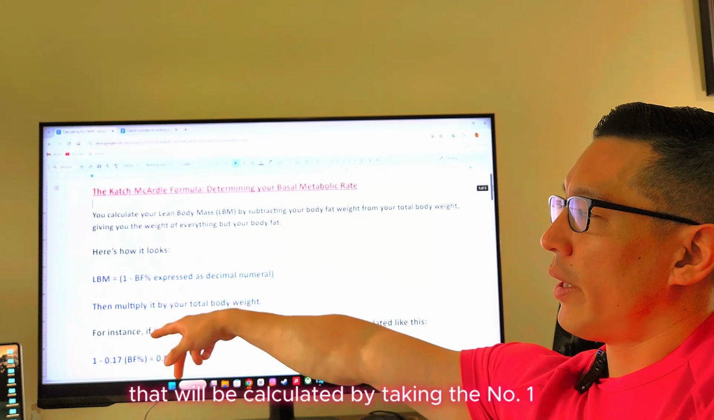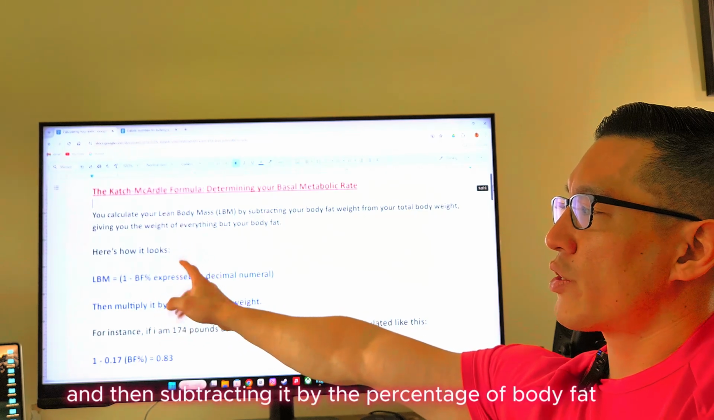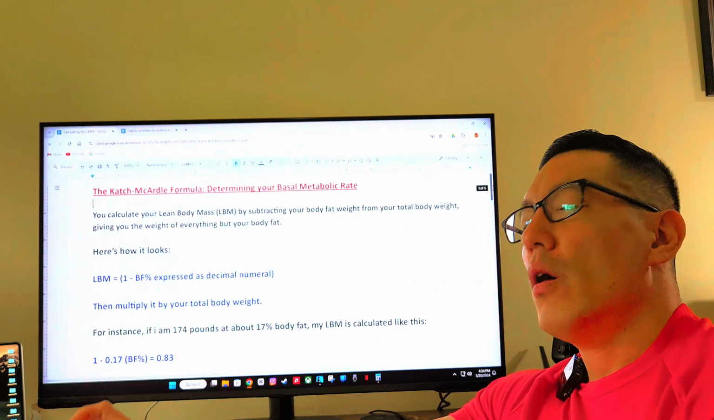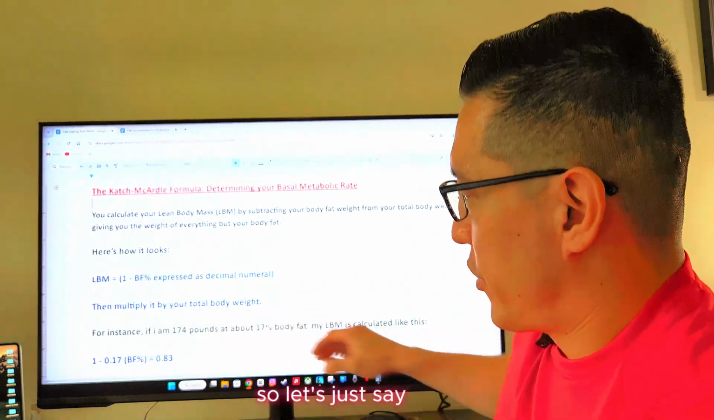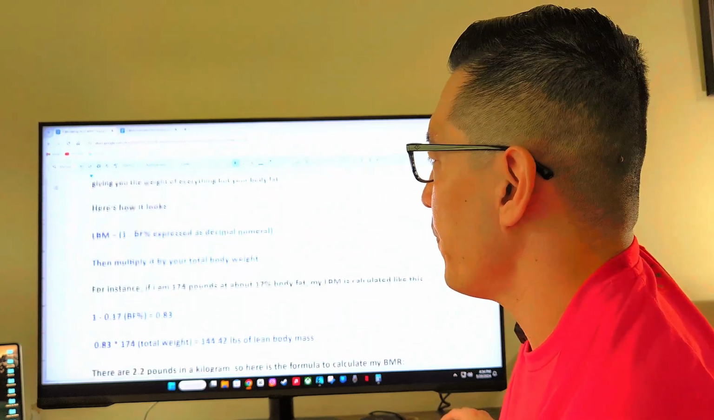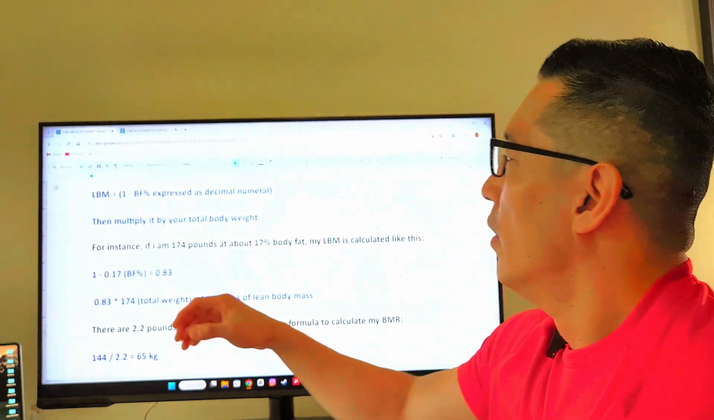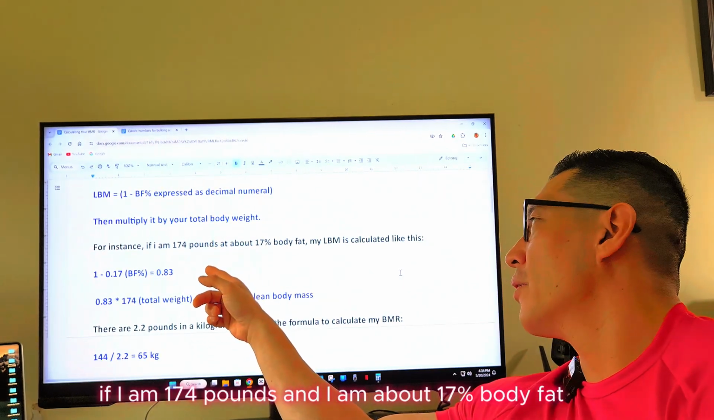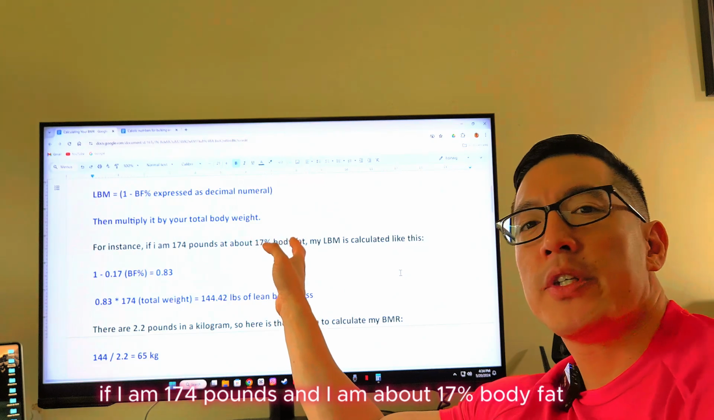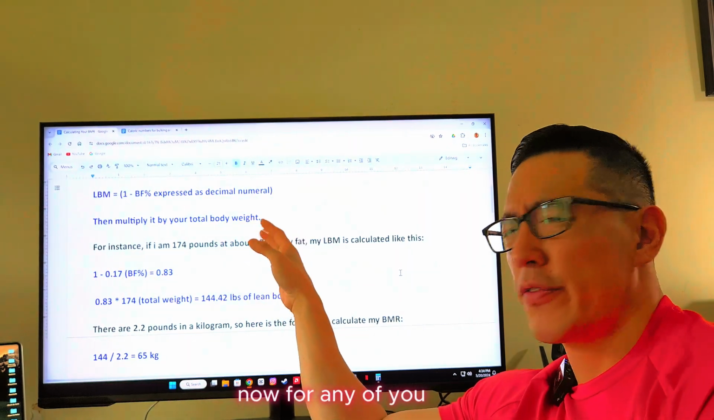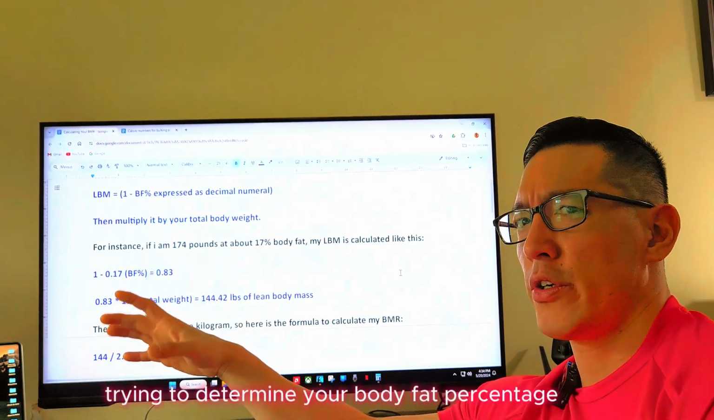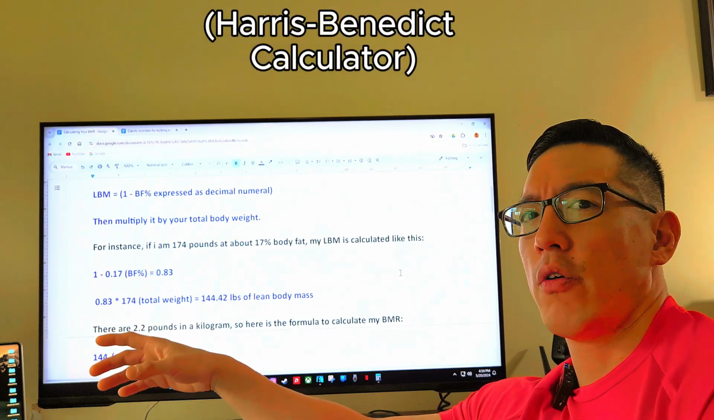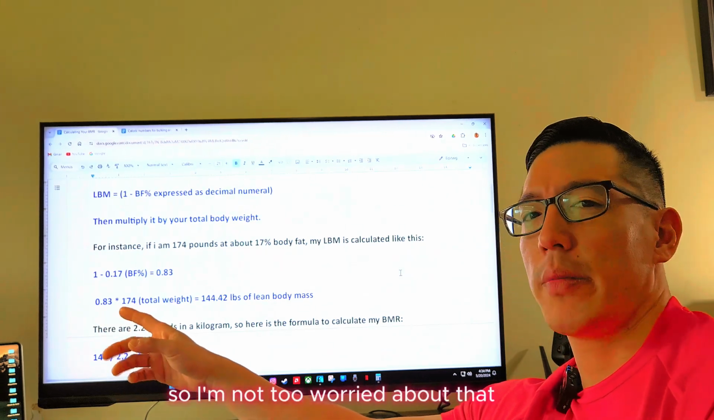That will be calculated by taking the number 1 and then subtracting it by the percentage of body fat that you have on you. So let's just say, for example, if I am 174 pounds and I am about 17% body fat. Now, for any of you just kind of trying to determine your body fat percentage, there are ways. Usually I'll go over that with each client, so I'm not too worried about that.